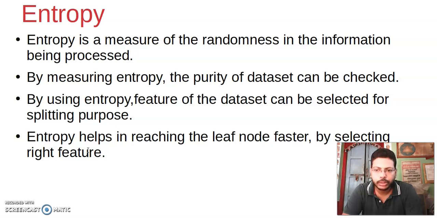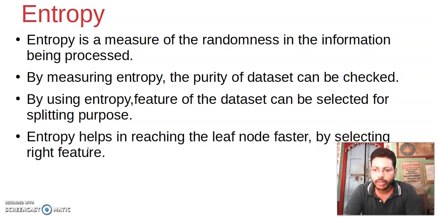We already know that in decision tree the algorithm depends on the splitting of the features. So once one feature is selected, that feature will be split into a number of categories. After that it will be checked how many labels are present in the dependent column. Suppose yes or no is present in the dependent column, so how many yes, how many no, like that the purity of the dataset will be checked. So here by using entropy, a feature of the dataset can be selected for splitting purpose.